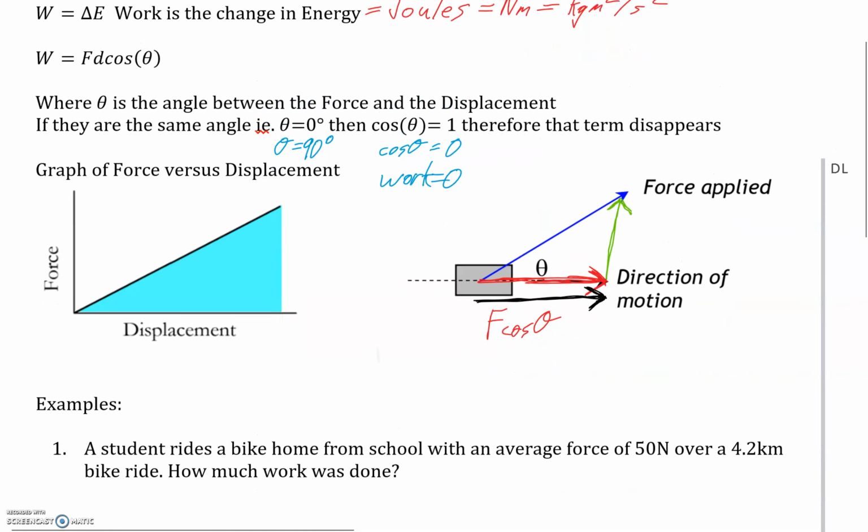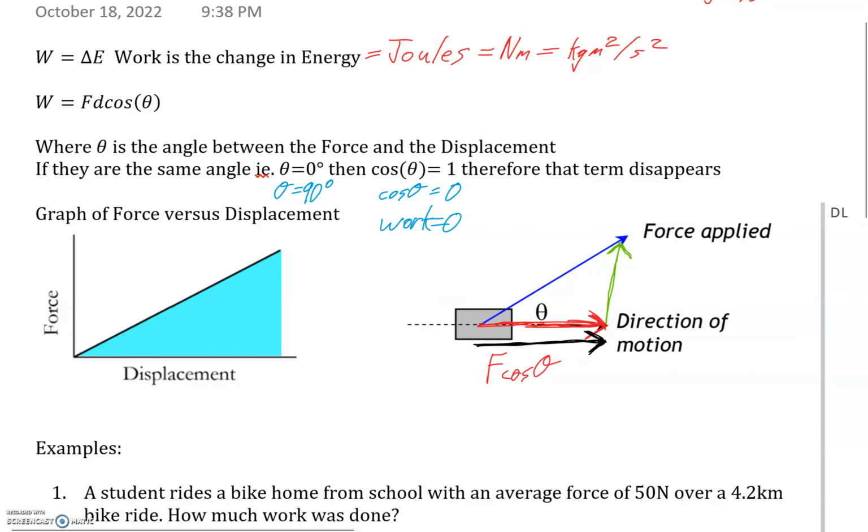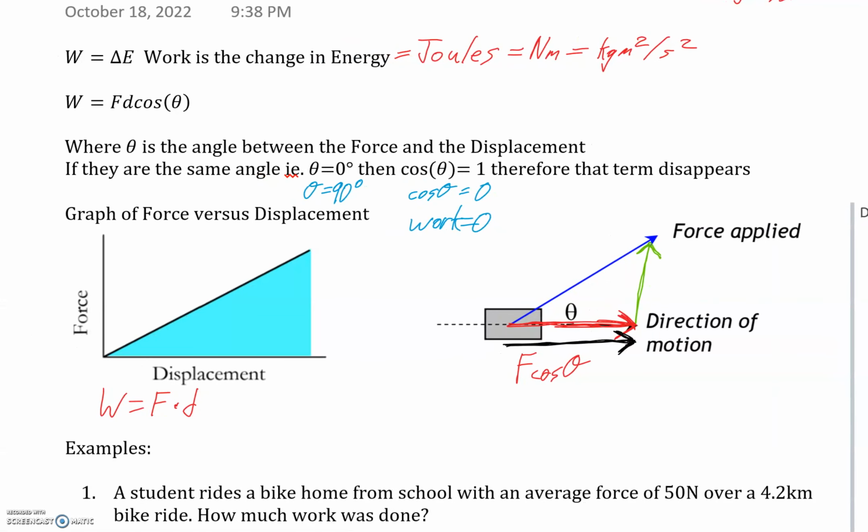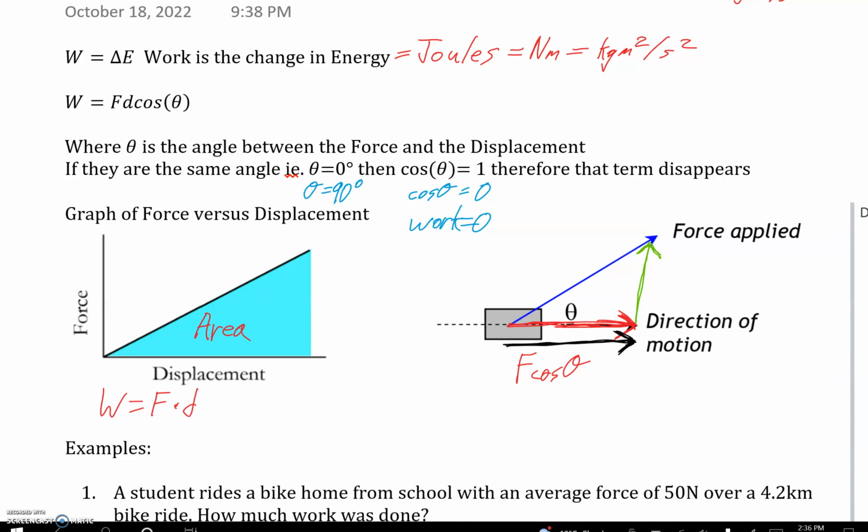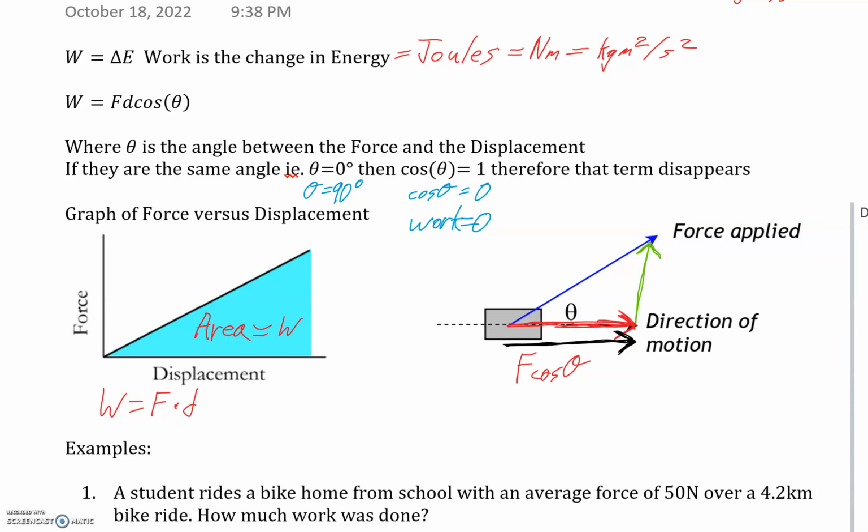Okay, let's continue here. So the graph of the force versus displacement. If you think about work equals force times displacement, if you just multiply force and displacement, then you get your area under the line, and you get the work. So if you find the area under the curve or under the line, that would be your work.